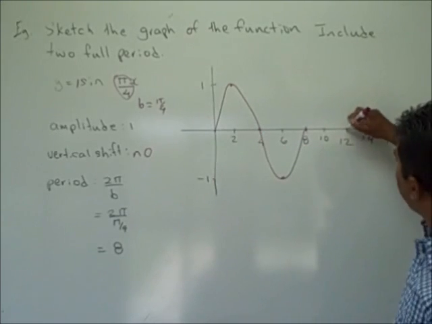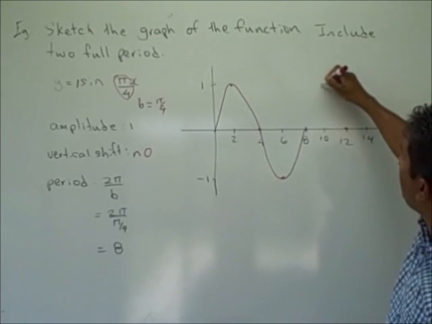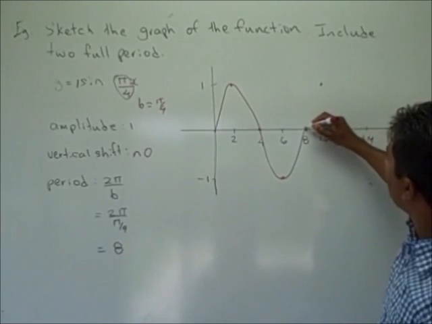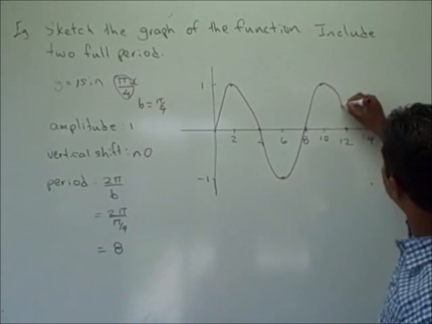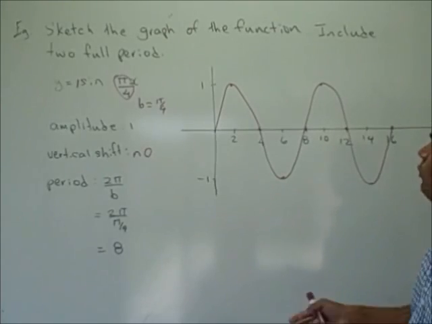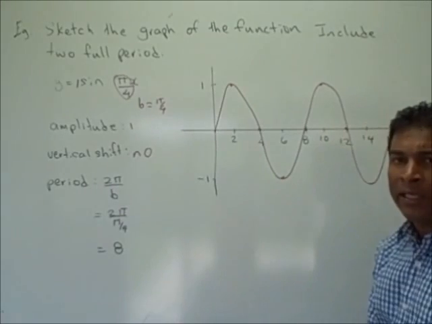If we continue, we have our intercept here and here again. At 10 will be our maximum. At 14 will be our minimum. So if we continue, here we have 2 full periods of our graph y is equal to sine of pi x over 4.